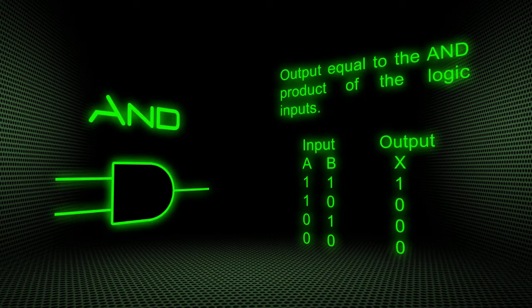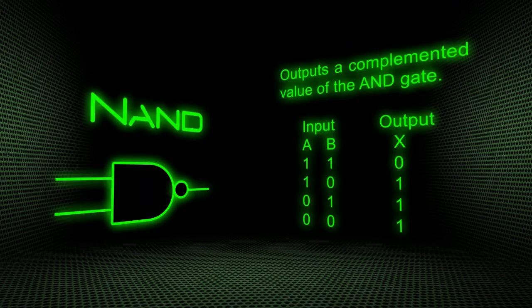AND gates. Outputs a 1 only when all inputs are 1. NAND gates. Similar to the AND gate, except this gate is a combination of an AND gate and a NOT gate. It has an output of 0 only when all inputs are 1, opposite of an AND gate.